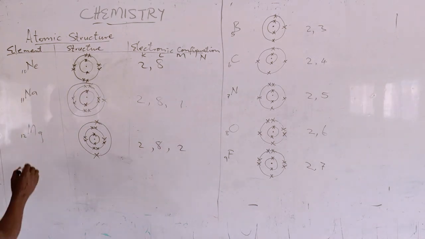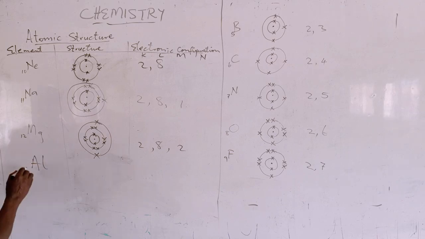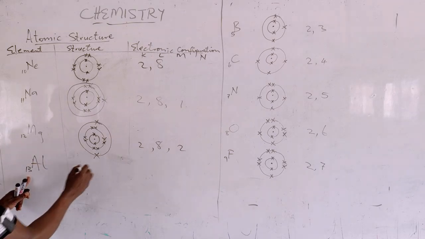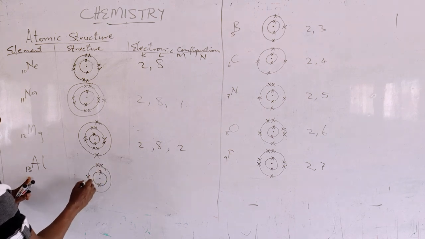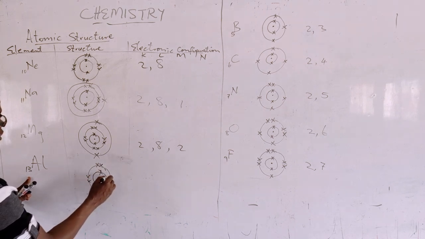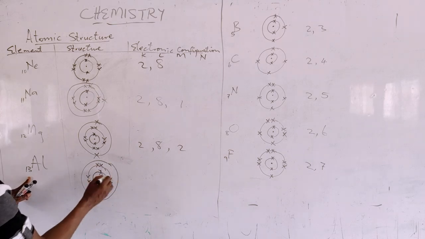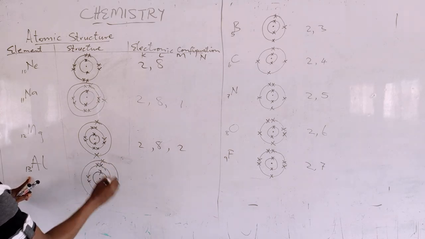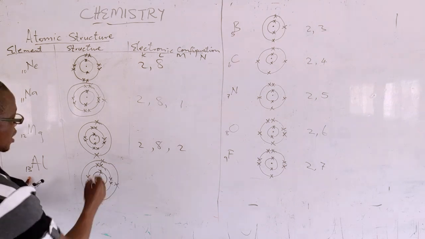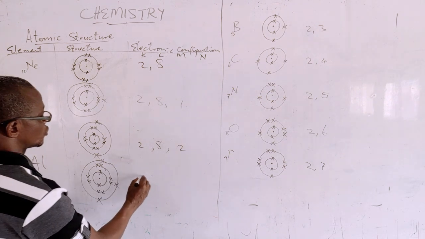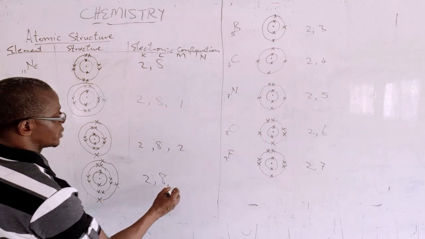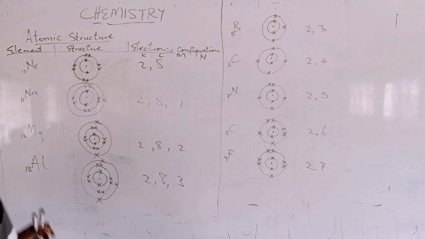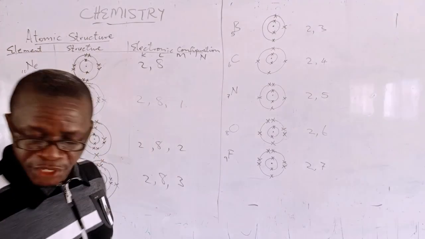The next is aluminium. Aluminium is 13. So you have the first shell with 2, the second shell with 8, and the third shell with 3. You put one here, one here, and one here, and then you have 2, 8, and 3. So that is for aluminium.